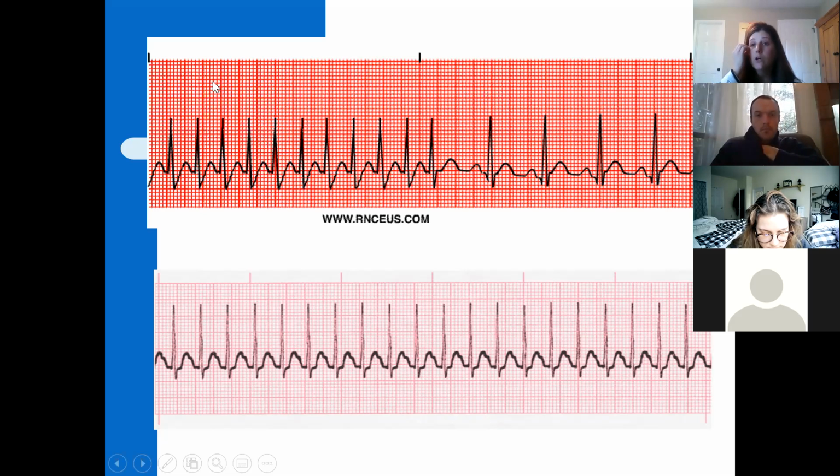So even if you don't have the hash marks, you can use those other methods by figuring out how many little squares or how many big boxes you have, and figure out what the timing is.